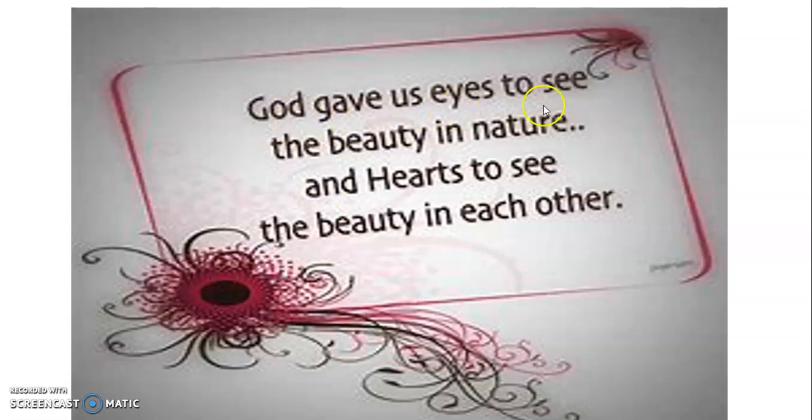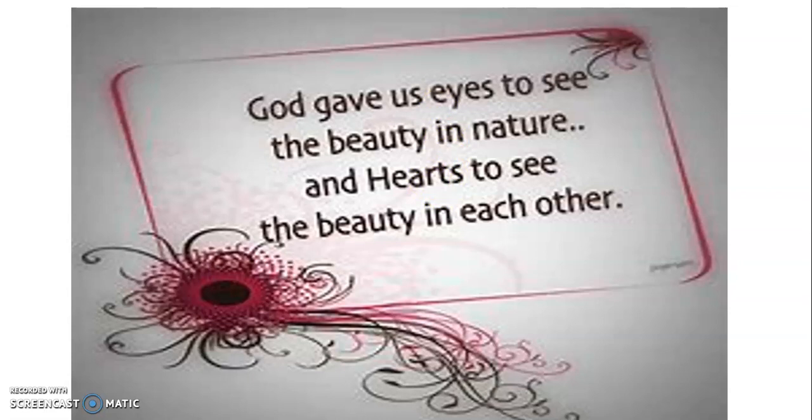God gave us eyes to see the beauty in nature and hearts to see the beauty in each other, and he has given us both. And with our eyes we see many beautiful things around us. Everything is beautiful because they are symmetrical. Even here, this shape is beautiful because it has its own orderliness, isn't it? And from our heart, we should see the beauty in others.